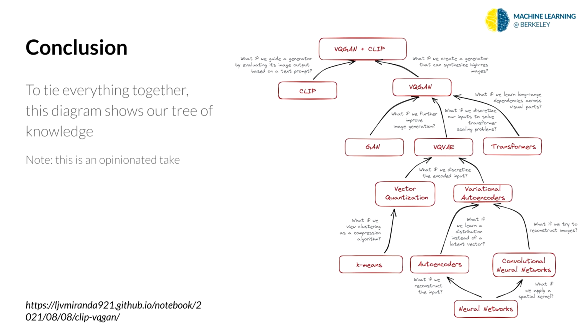Then VQ VAE takes GANs and transformers and creates VQ GAN. And then we take VQ GAN, combine it with Clip, and we get VQ GAN plus Clip. So this is a pretty cool representation of everything we've learned in this class and in other ML classes and how they've all come together and where we are now. That's the end of lecture.